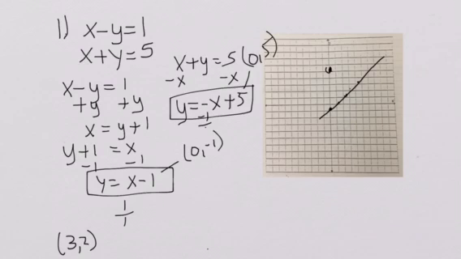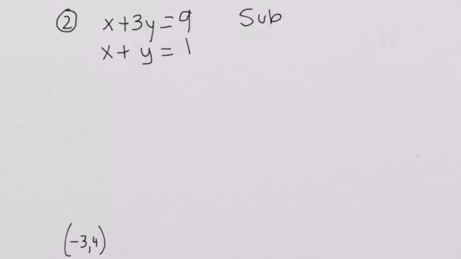Our second starting point, 0, 5, down 1 to the right 1, down 1 to the right 1, down 1 to the right 1, and we have our graph going through there. 2, 3, 1, 2. So our intersection is going to be at 3, 2. And then, of course, your mental math check to make sure that 3 minus 2 is 1. That works. And 3 plus 2 is 5. That works.